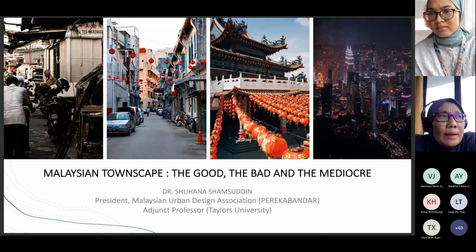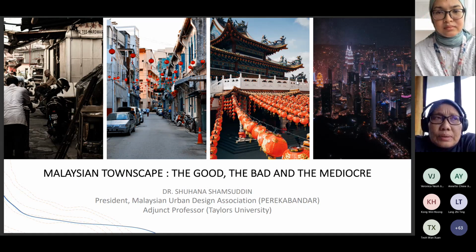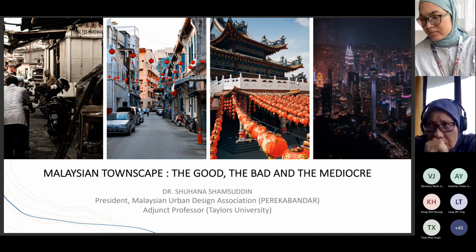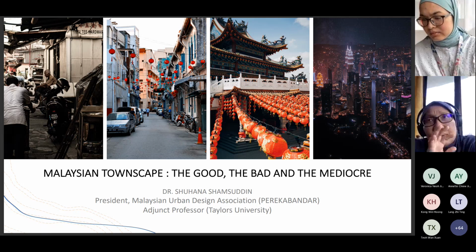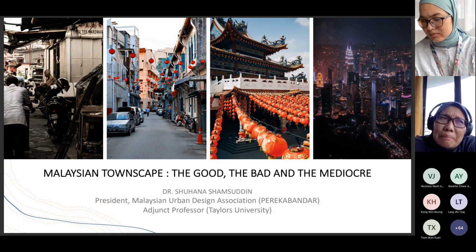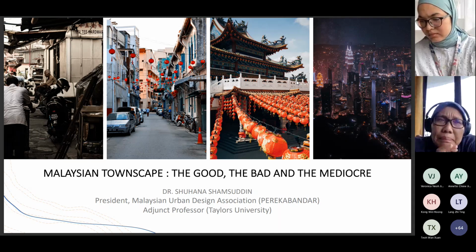Why do I call this topic the Malaysian townscape, the good, the bad, and the mediocre? I wanted to focus our discussion on recognizing what is good about what we have in Malaysia as far as townscape is concerned, what is bad, and what is the mediocre thing that we have done to our cities. Because unless you are able to pinpoint the root of the problem, only then can we improve and build better quality cities in Malaysia.